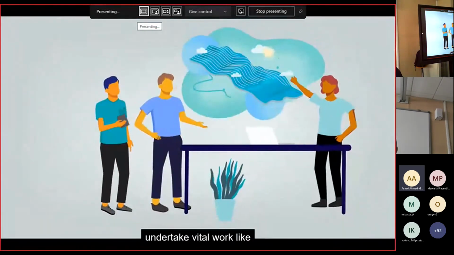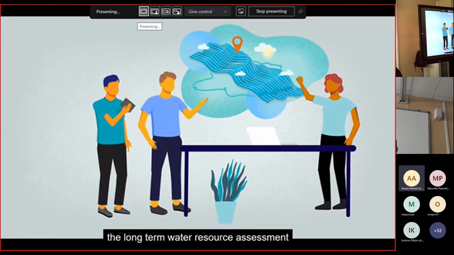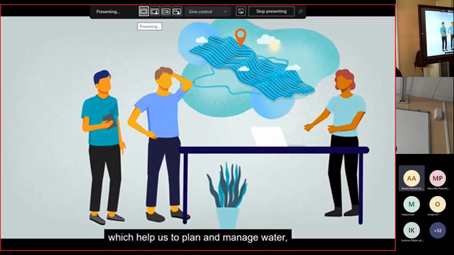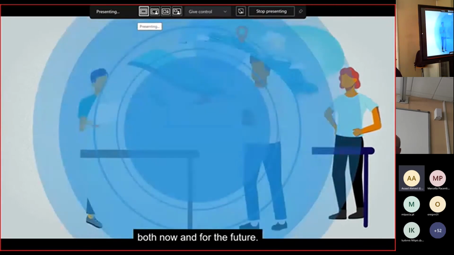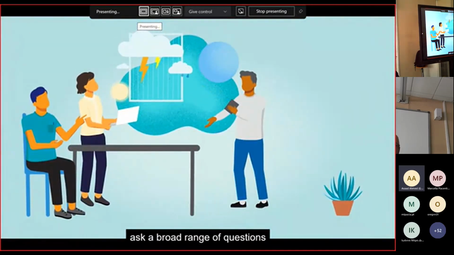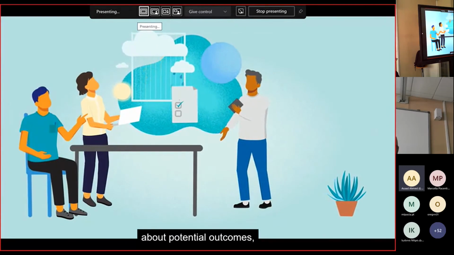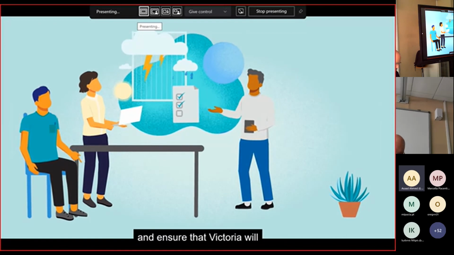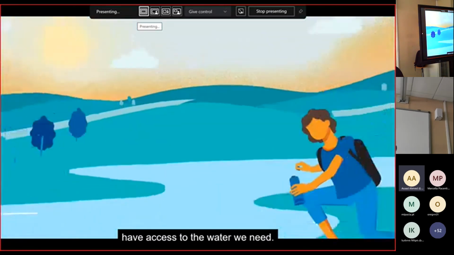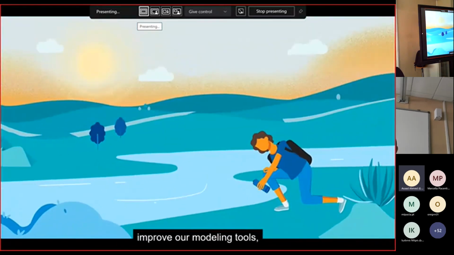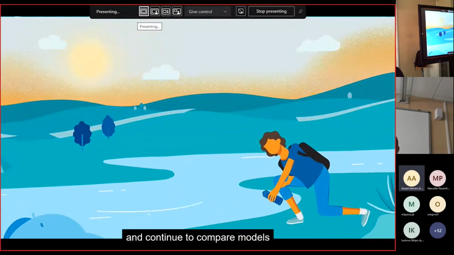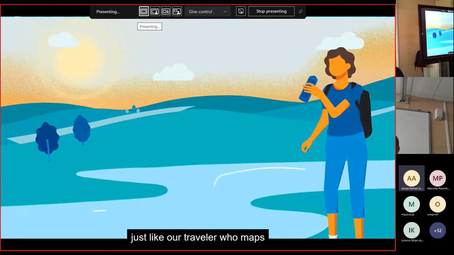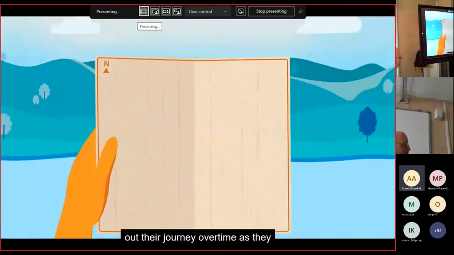Water modelling allows us to undertake vital work like the long-term water resource assessment and the sustainable water strategies, which help us to plan and manage water both now and for the future. Water modellers use the data to ask a broad range of questions about potential outcomes, giving policymakers the tools they need to prepare contingencies and ensure that Victoria will have access to the water we need. As we gather more data, improve our modelling tools, and continue to compare models to actual events, our models become more precise and more useful, just like our traveller who maps out their journey.